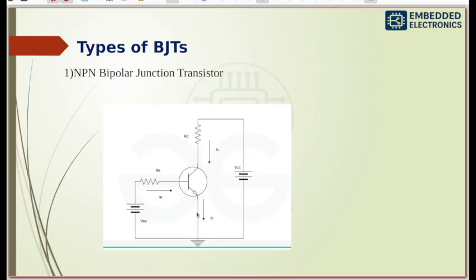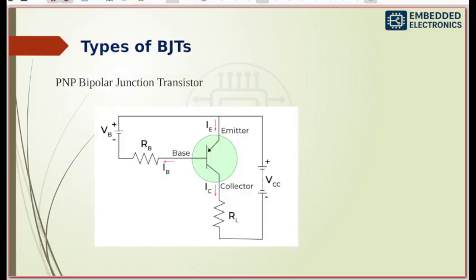So how to remember this? The emitter sends electrons, the base controls them, and the collector collects most of the electrons. This is how an NPN transistor works as an amplifier or switch. And next is the PNP transistor. It is a little similar.